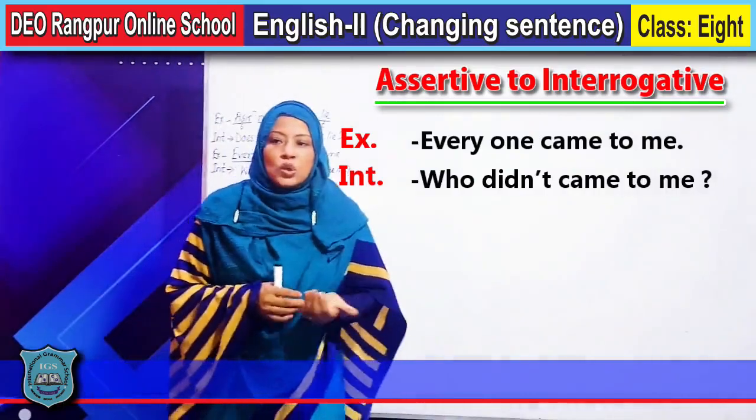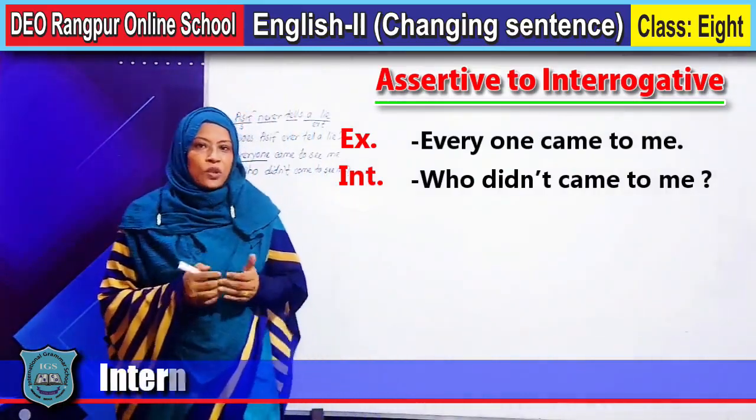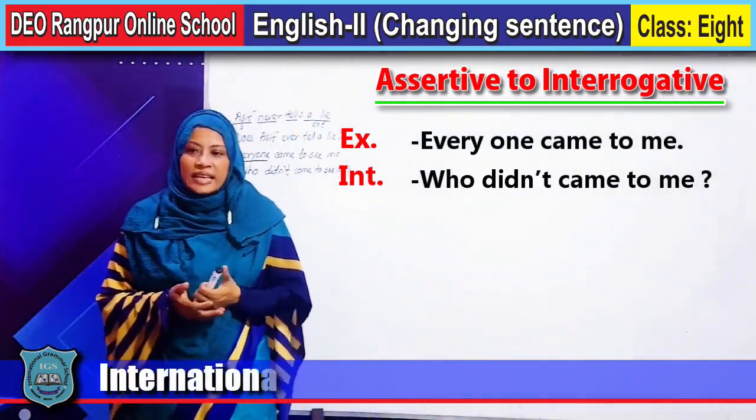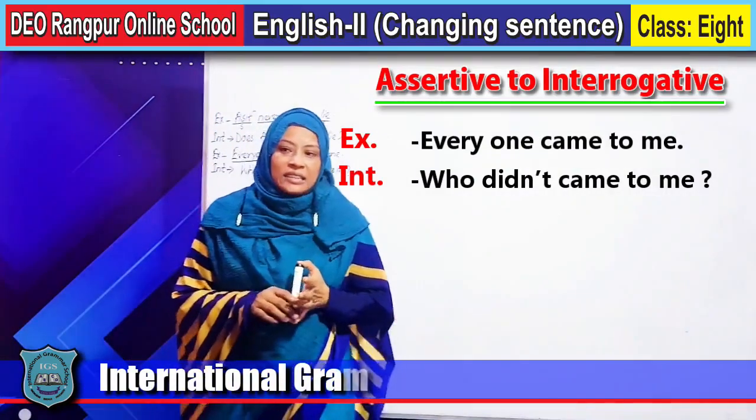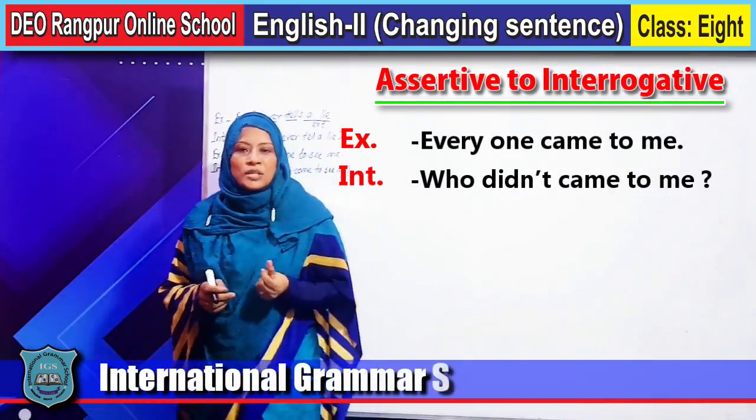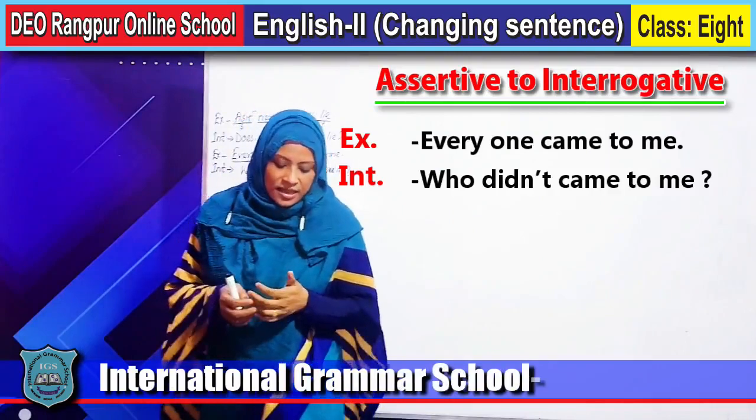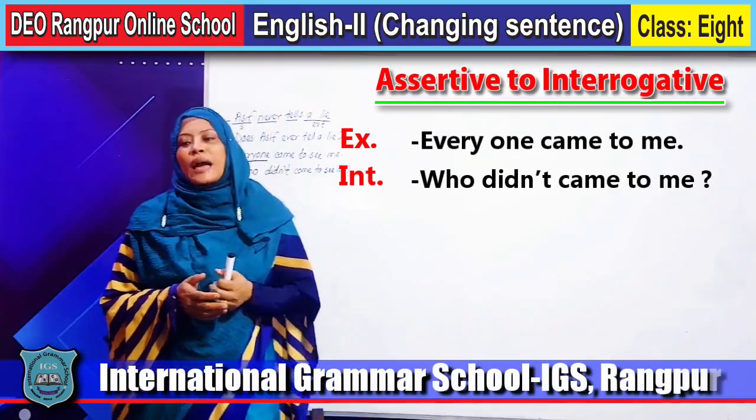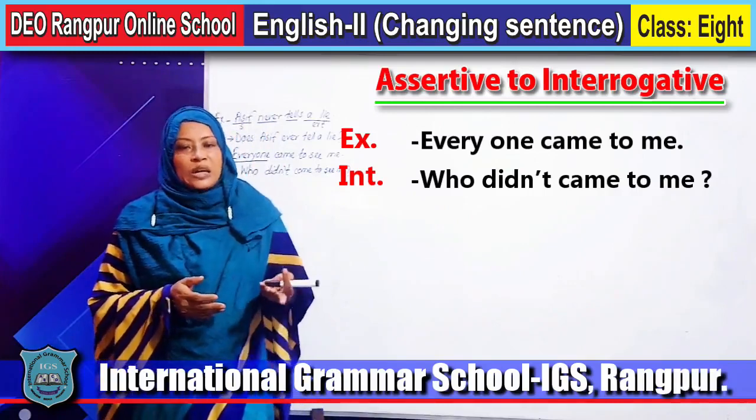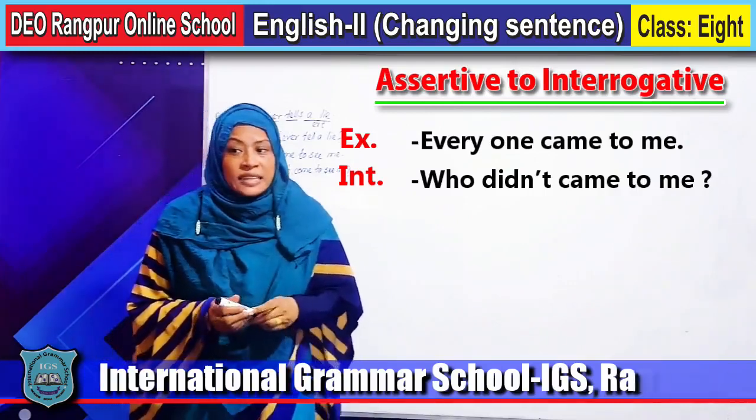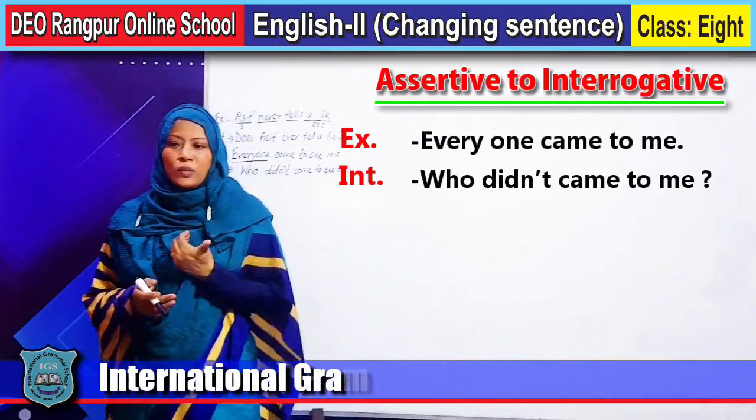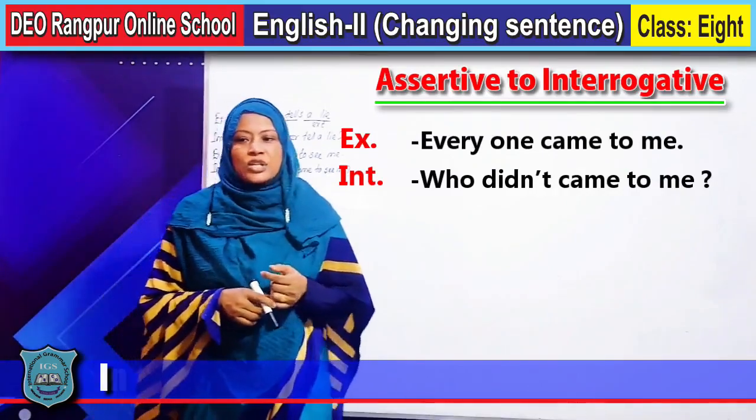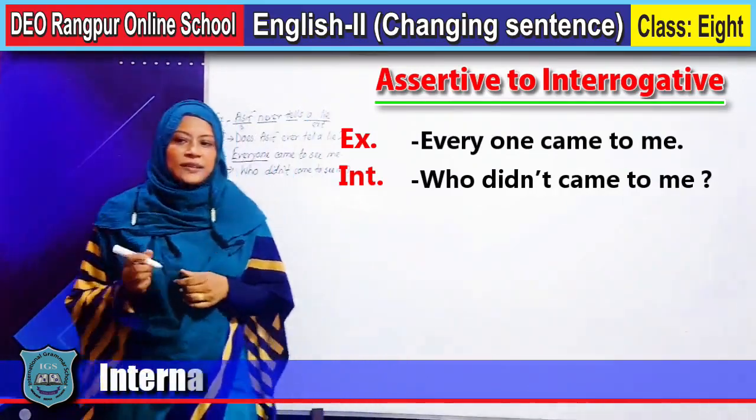Now come to rule 6. When we get none, no one, nobody in an assertive sentence, then to make it interrogative, we have to write who instead of this. This means none, no one, and nobody. Then the rest of the extension plus a question mark.